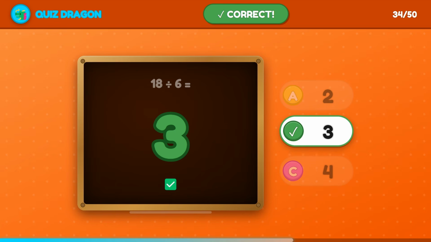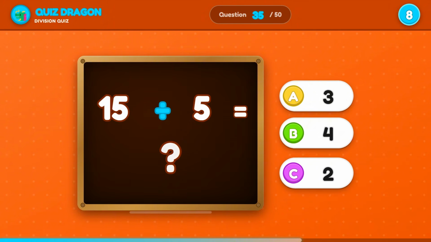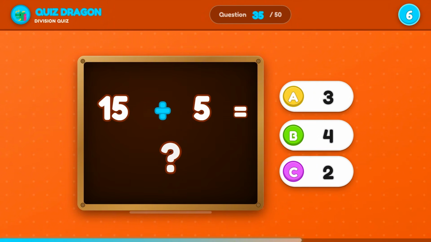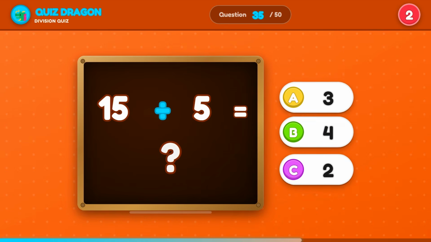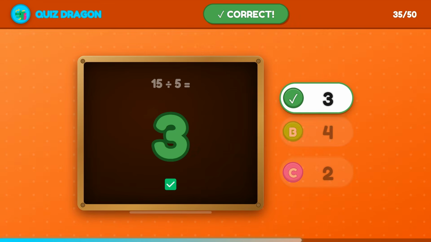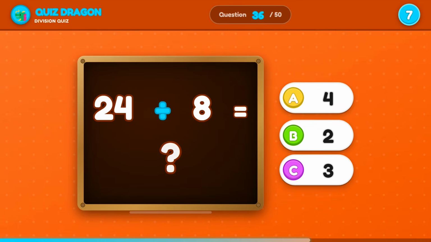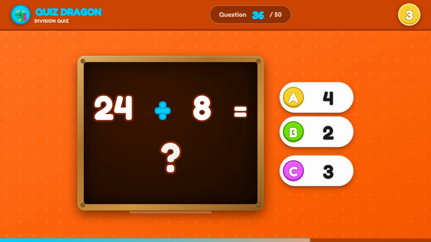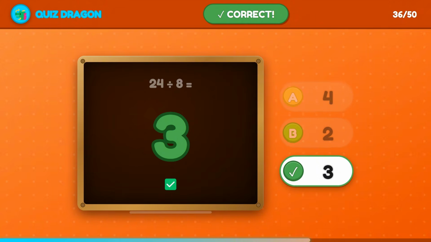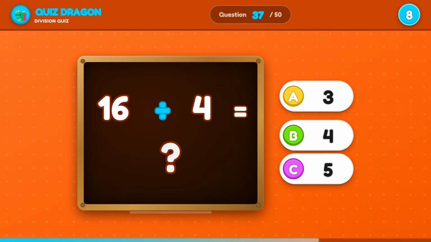The correct answer is B, 3. Question 35. What is 15 divided by 5? The correct answer is A, 3. Question 36. What is 24 divided by 8? The correct answer is C, 3. Question 37. What is 16 divided by 4?